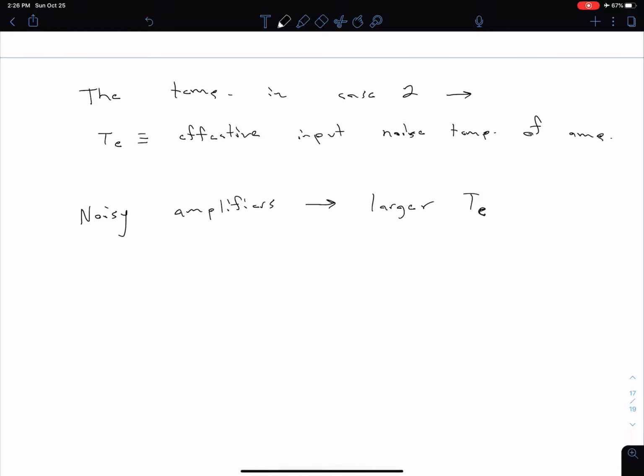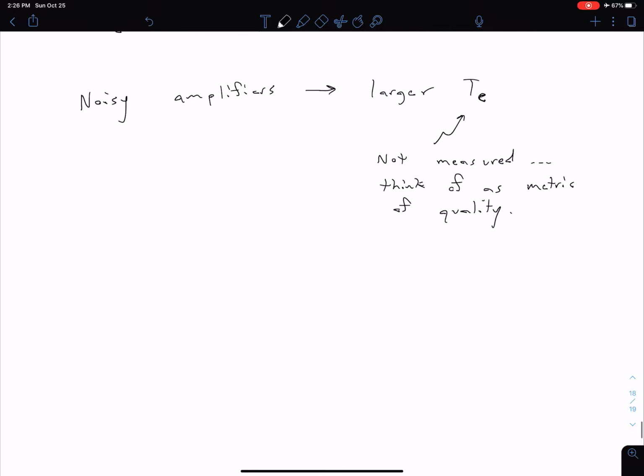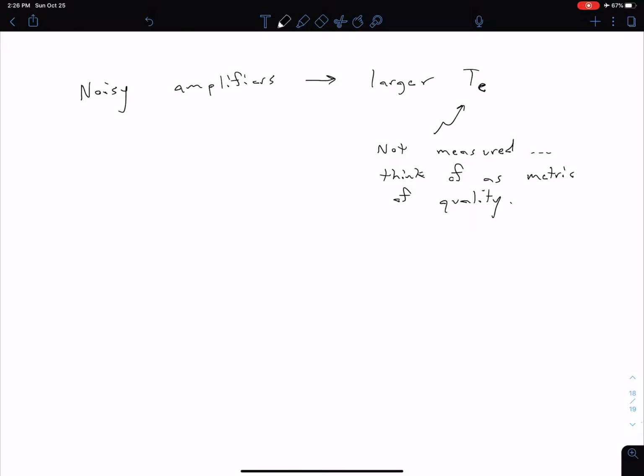As I said at the start, we need to keep in mind this T sub E isn't necessarily something that we would measure. It's a metric of our amplifier noise quality. So let's say this is not a measured value, and let's just think of it as a metric of quality. With that in mind, let's look at some typical values of effective input temperatures for amplifiers over the years.